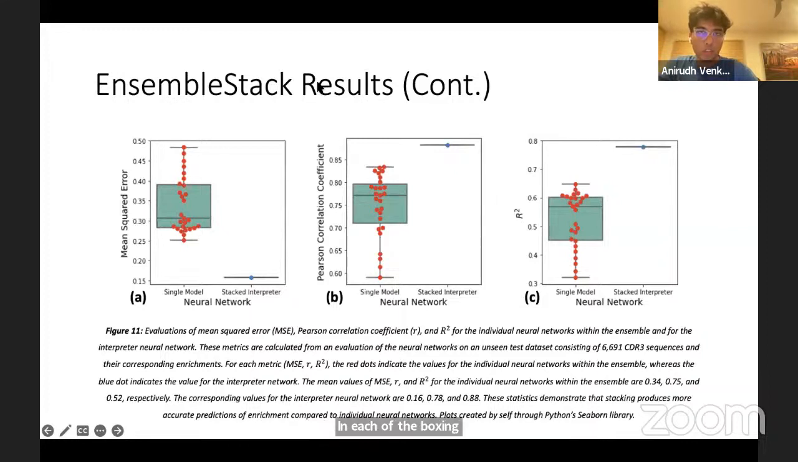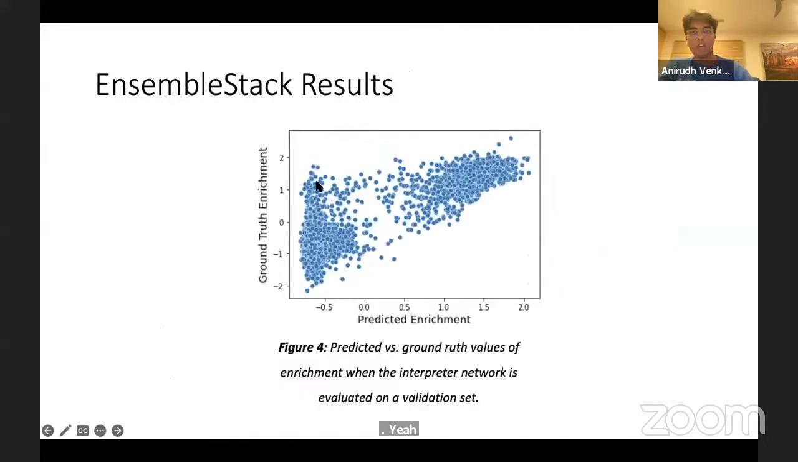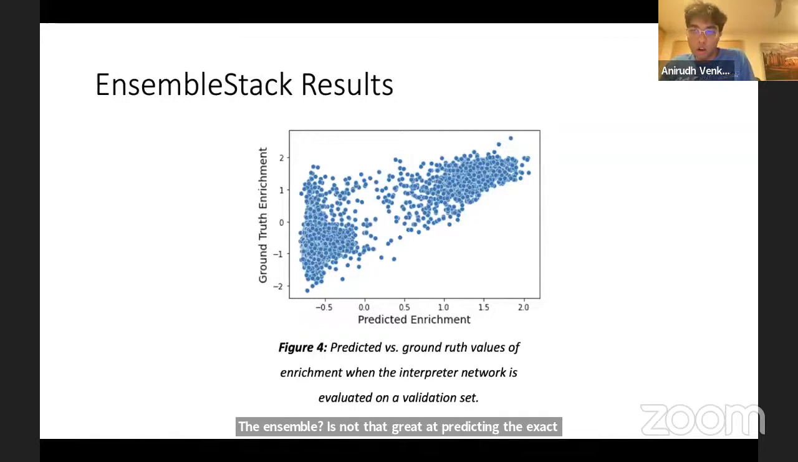I think there's a couple of questions. The scatter on the left is much higher than the scatter on the right. So this indicates that the ensemble is not that great at predicting the exact binding affinity of the lower enrichment CDR3 sequences, because it is unable to tell how bad a sequence is, but it's able to tell how good a sequence is, because there's a lot of ways to go wrong in constructing a CDR3 sequence that would not have a high binding affinity against the antigen.